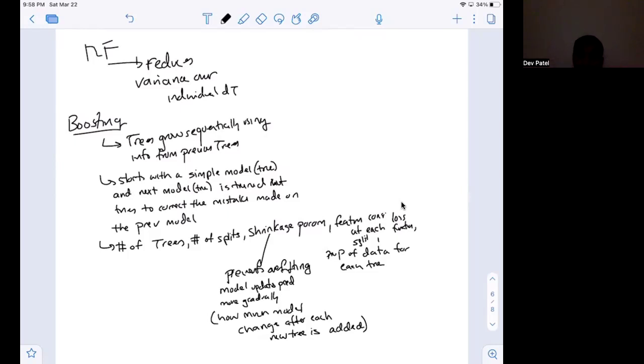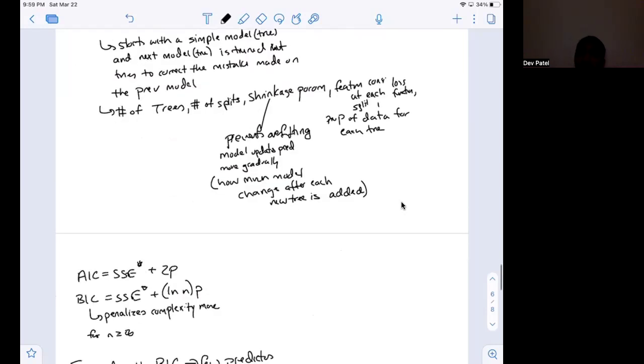One of the parameters that we have is the number of trees. This is common with the bagging approach and with general random forest. We have the number of splits, and we have the shrinkage parameter, which determines how much the model changes after each new tree is added. You can think of this as the learning rate. What is the influence of each tree on the overall prediction? You want a slow, gradual learning rate so the model doesn't overfit.